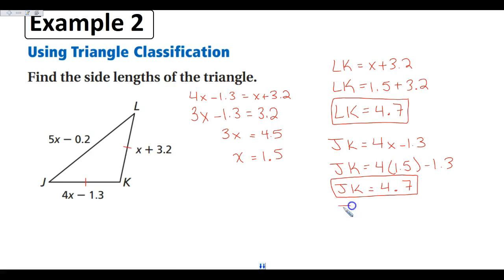And then I need to do JL. So JL is 5x minus 0.2. So again, I wrote a 5. Okay, JL. I keep wanting to write a 5 super early. All right, JL is 5 times 1.5 minus 0.2. And again, when I do that calculation, I'm going to get 7.3.